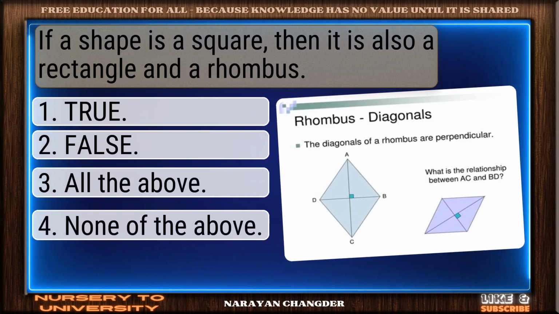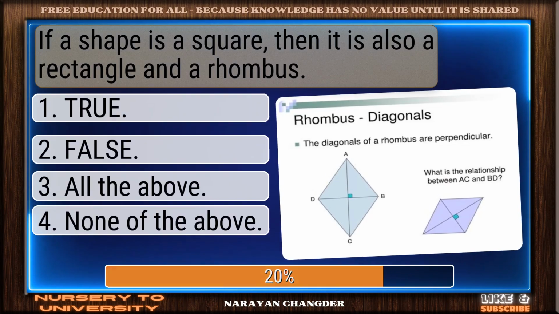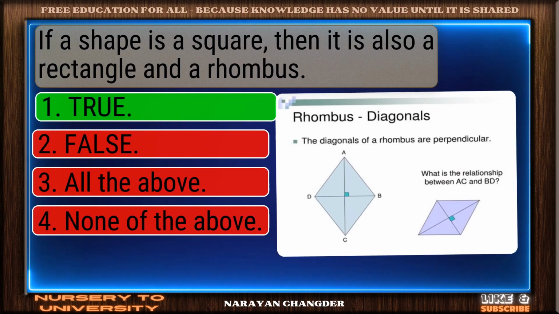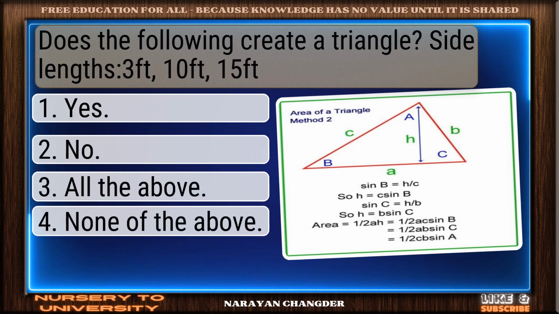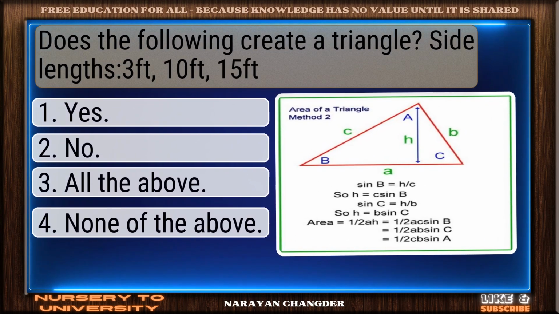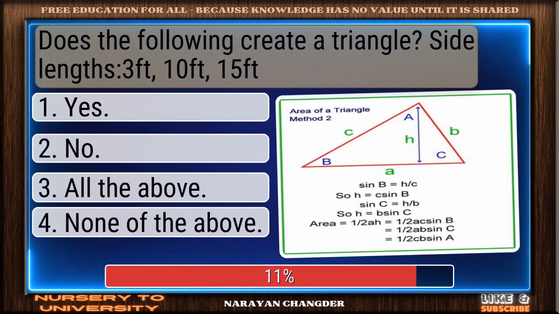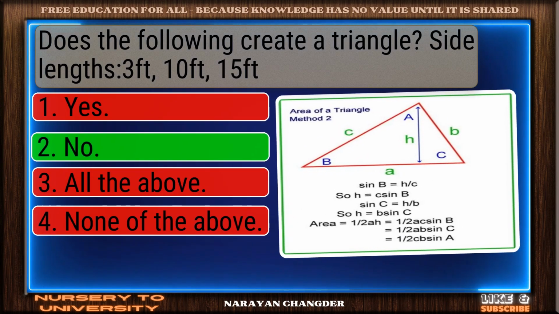Question number 1. If a shape is a square, then it is also a rectangle and a rhombus. Smart pick. True is the correct choice. Question number 2. Does the following create a triangle? Side lengths 3, 10, 15. Valid point. No is true.